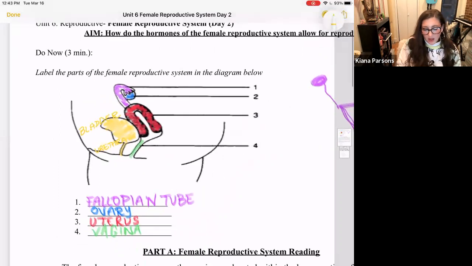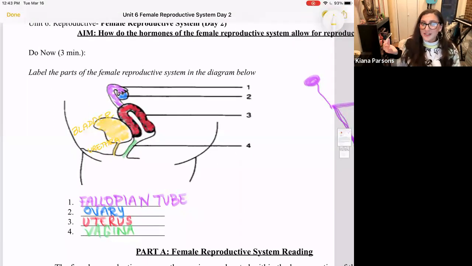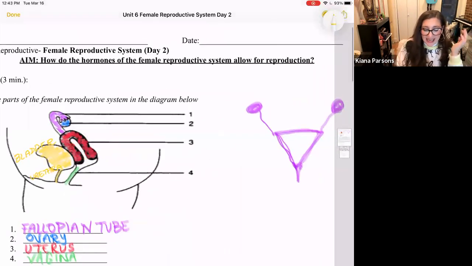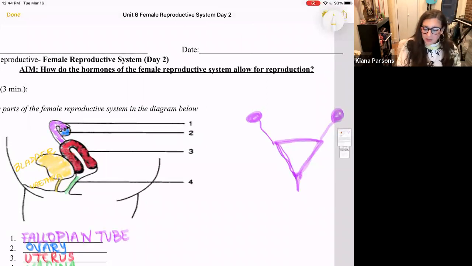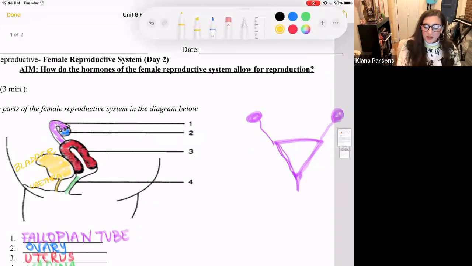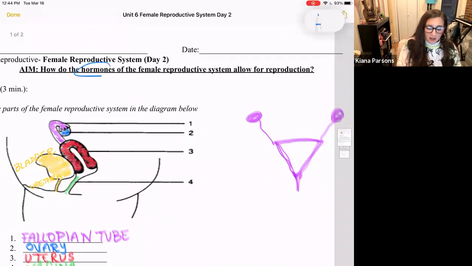But those are part of the excretory system, right? But we did label those when we looked at the male reproductive anatomy. So this helps orient us to how the male and female reproductive anatomy differ. But today's aim is: how do hormones of the female reproductive system allow for reproduction? So we're going to be talking about 2 hormones primarily, but there are also others.